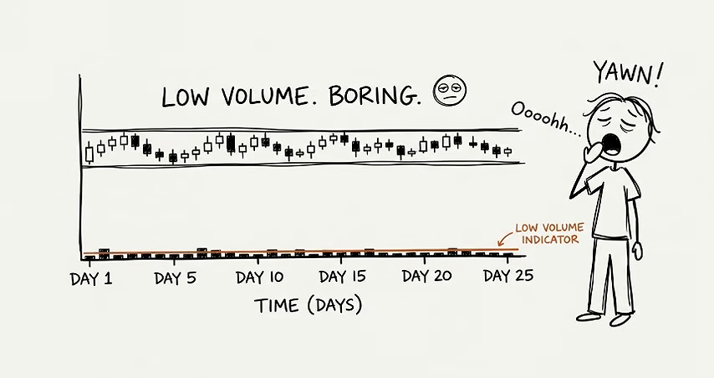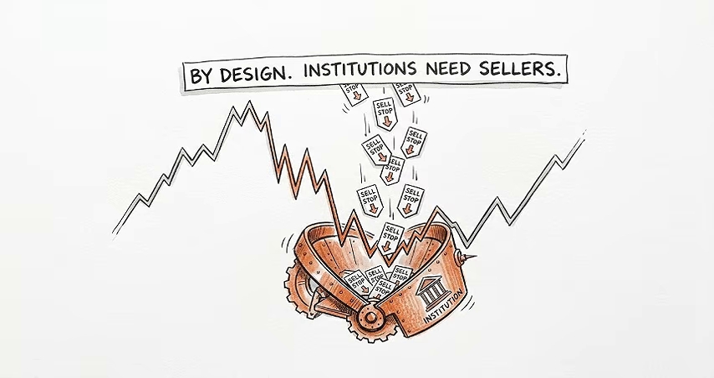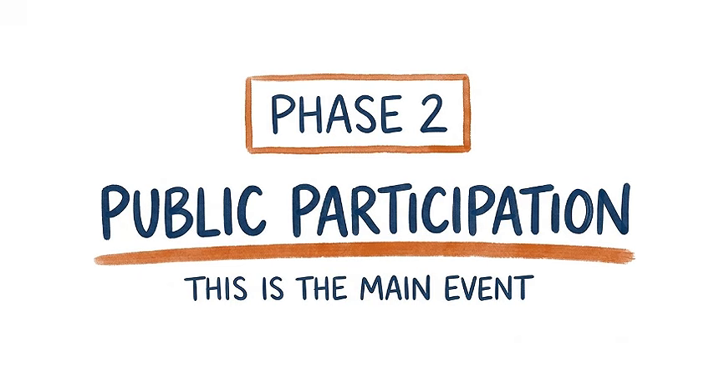Volume is low. Nothing exciting is happening, and occasionally price dips below the range, stops get triggered, panic increases, and then price comes right back inside. That is not random. That is by design. Institutions need sellers to sell to, and retail stop losses create exactly the sellers they need at exactly the prices they want. Phase 2 is public participation.